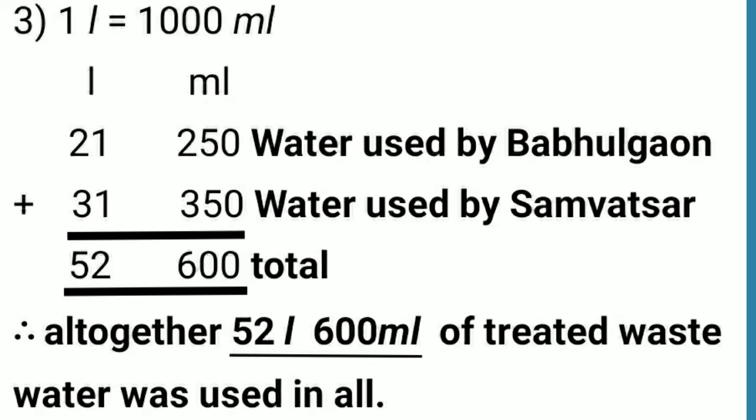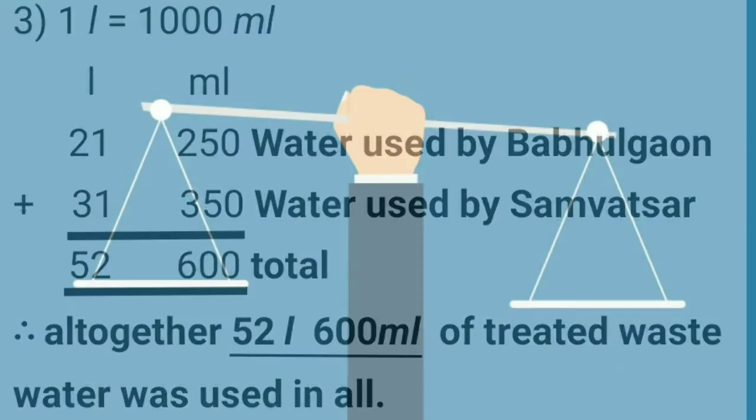21 liters 250 milliliters was the water used by Babul Gaon, plus 31 liters 350 milliliters water used by Samvatsar, which gives us the total of 52 liters 600 milliliters. Therefore, altogether 52 liters 600 milliliters of treated wastewater was used in all.